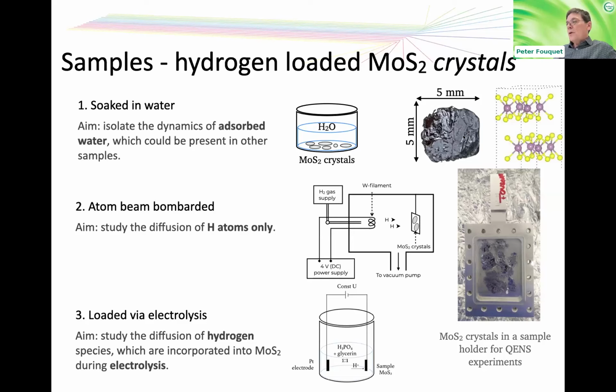We looked at molybdenum sulfide single crystals. You can see them here just as a general image, and here you see them put in a sample holder. It's a flat aluminum cell, the inner part is about 2 by 3 centimeters. And we looked at different kinds of sample preparations. Once we soaked them just in water without any chemistry attached. We atom bombarded the single crystals, and we loaded them via electrolysis.